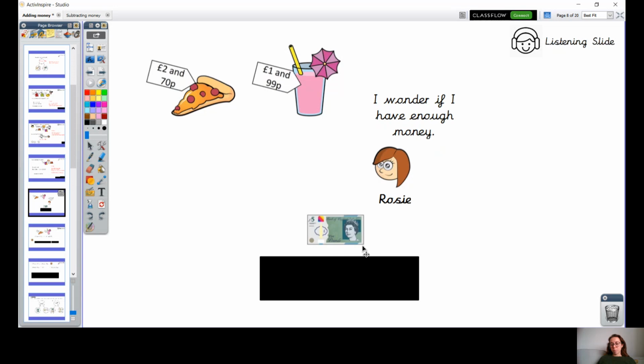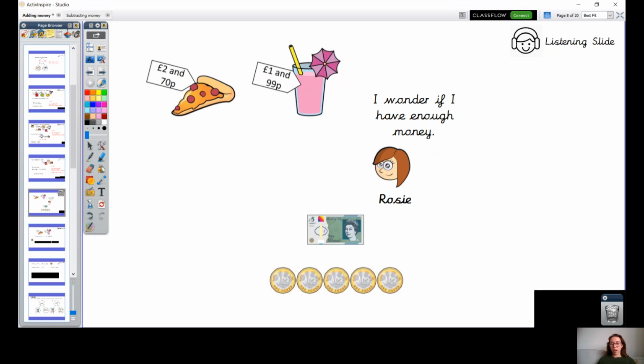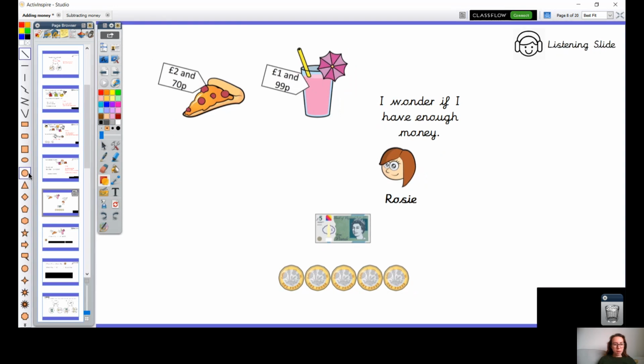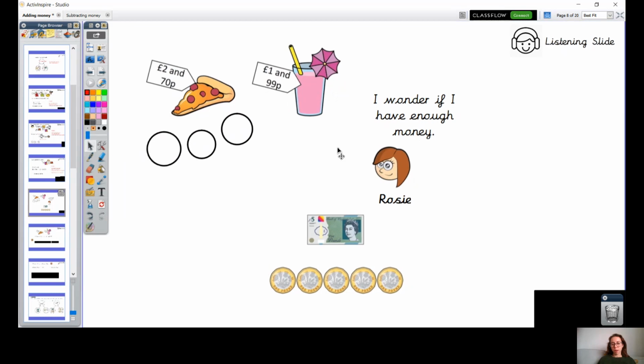If Rosie converted her note to coins, we can see she'd have £5 coins, wouldn't she? That's the same amount. She'd have £5 coins instead. Now, if we look at these prices here, the first price says £2.70. Well, 70p is almost another £1, isn't it? So we know that the price of this pizza is going to be almost £3 in total. So that would be 3 of her pound coins, wouldn't it?